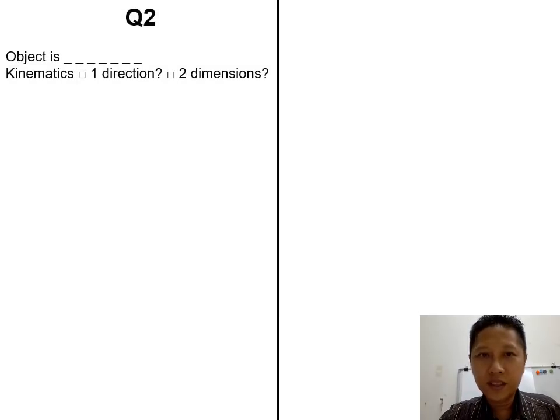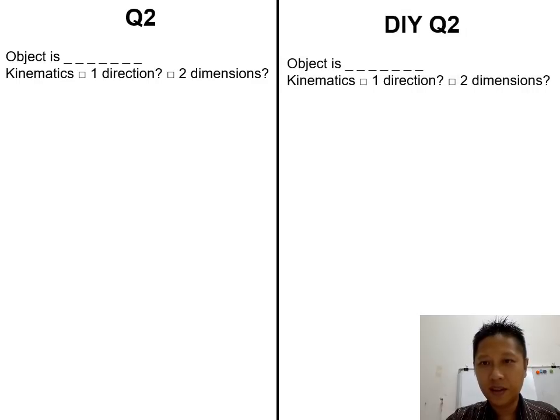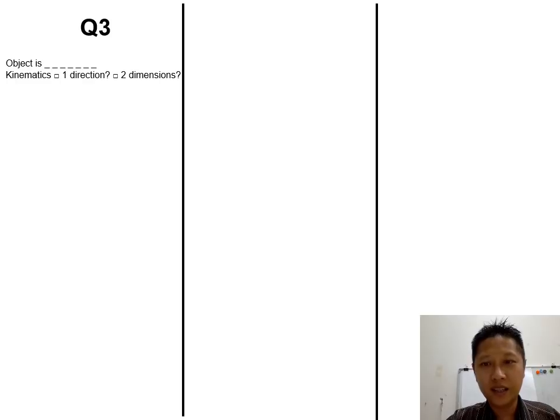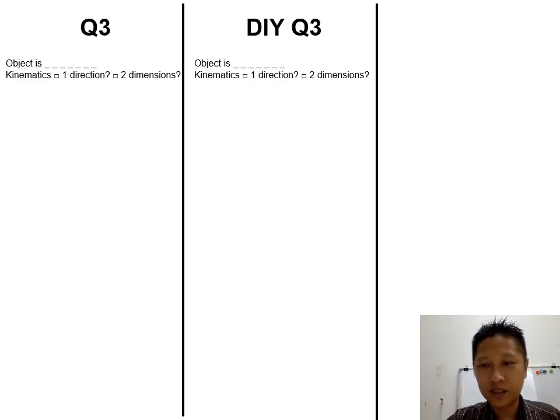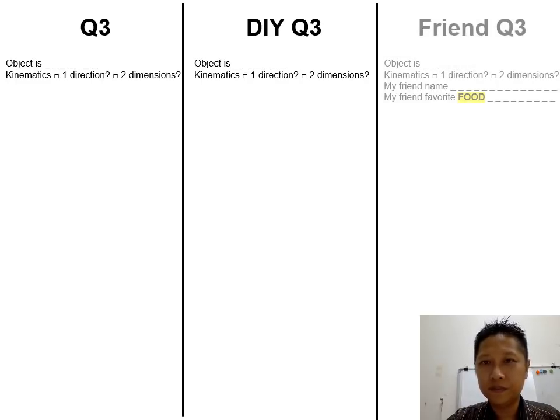Then for question number 2, it's quite similar. And then question number 3 has extra columns here. So now you have 3 columns. The first one is the question from the slides later, and the second one is the DIY question 3 from yourself, and the third one is the question you're going to get from your friend, Q3.